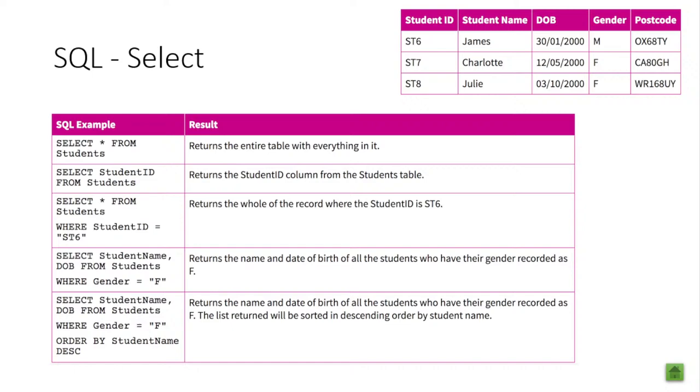So with SQL, right, if you look up at the top here, this is a table, right? A single table. It's got a student ID. It's got some student names. It's got date of birth, gender, and postcode, okay? Technically, I know this is in third normal form because everything is dependent upon the student ID. So I know that ST6 is James, and that his date of birth is this, and that his gender is this, and postcode is this. All right. There's not much information in there really that I could split that down. Can I make any more tables out of that? No, I could not.